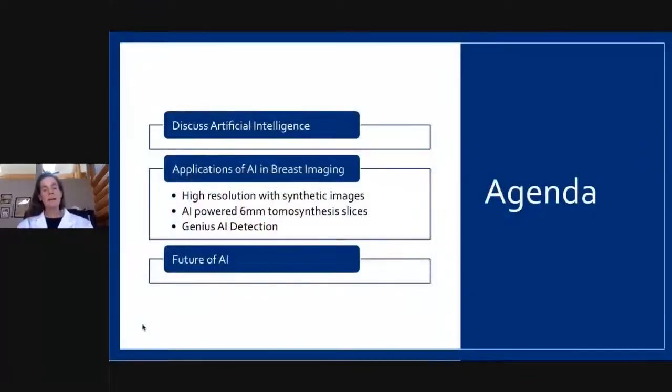So today, what we're going to talk about is artificial intelligence, really trying to understand it a little better in our field, some of the applications of how we can use artificial intelligence in breast imaging. And in that realm, we're going to talk about how we can utilize synthetic images, and then also some of the advancements with utilization of artificial intelligence to allow us to decrease the overall number of tomosynthesis slices that we have. And then we'll finish up with Genius AI detection, which is a new and exciting part of what Hologic offers. And then we'll discuss the future of artificial intelligence.